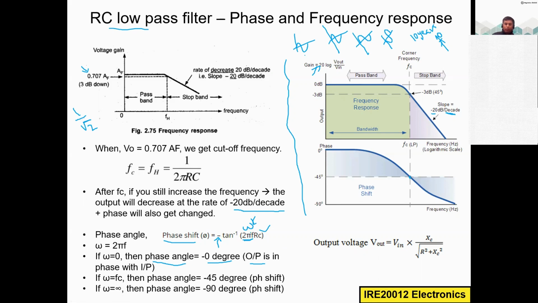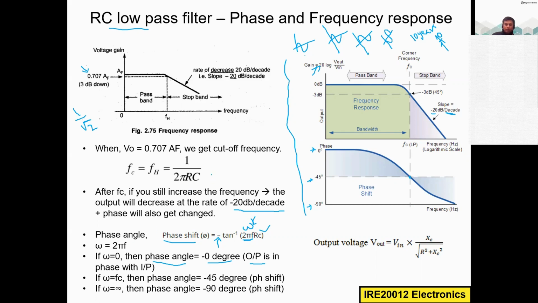Now, if you apply the omega value as infinity, then the phase angle is equal to minus 90 degree. Infinity means a very high value. So if you apply very high frequency signals, you will get almost 90 degree phase shift. Here we have 0 degree, 45 degree and 90 degree phase shift. Then the output is almost 0. It's 0 at minus 90 degree.